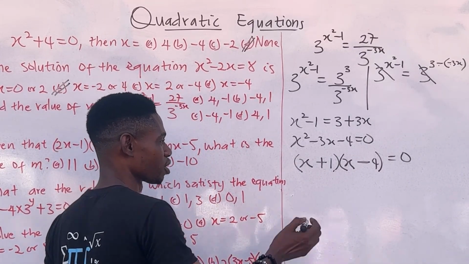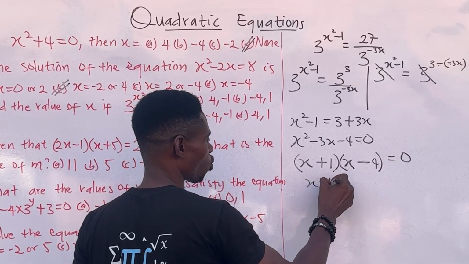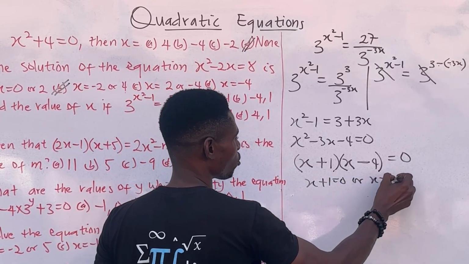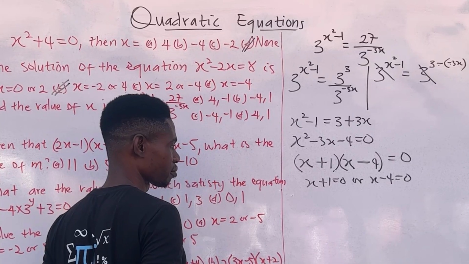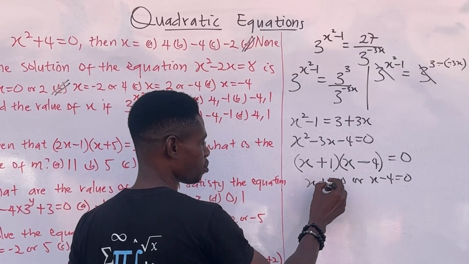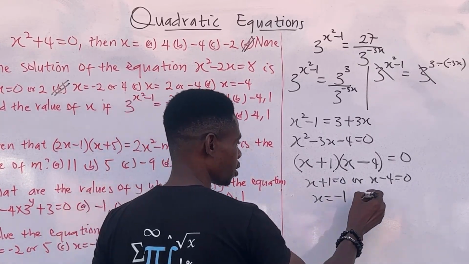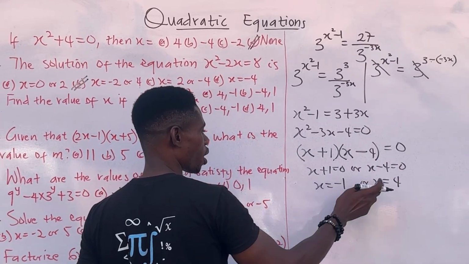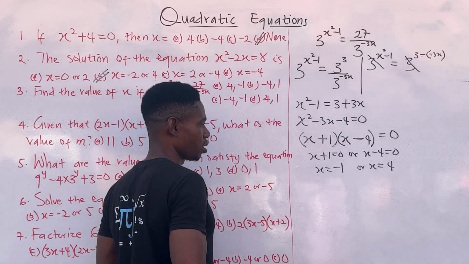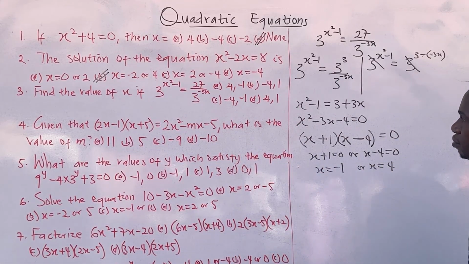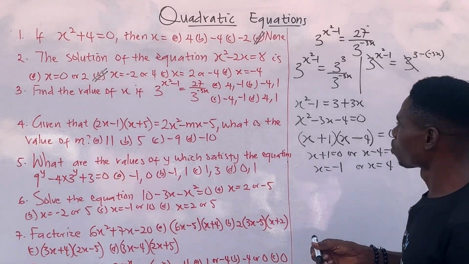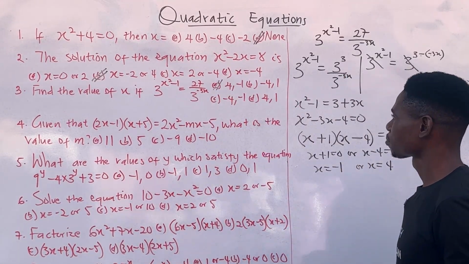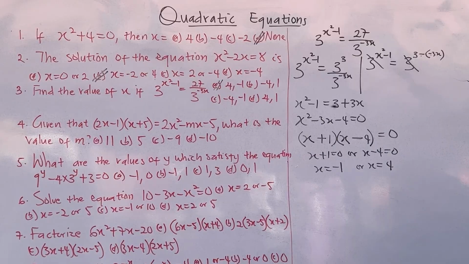So that's it. From here, x plus 1 equals 0 or x minus 4 equals 0. From here, x equals minus 1, there's plus 1 becomes minus 1 on the other side, or x minus 4 equals 0 becomes x equals plus 4. So minus 1 and plus 4, our answer. Minus 1 and plus 4, option A. Okay, so that was number 3.